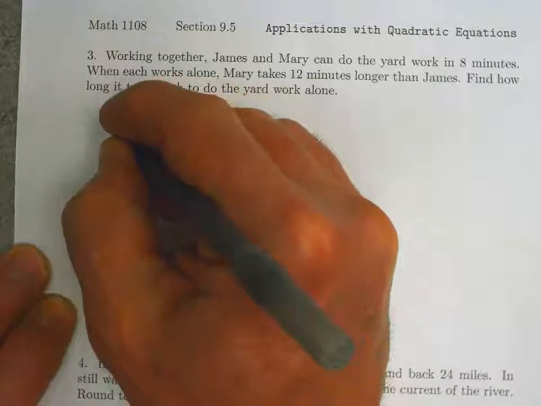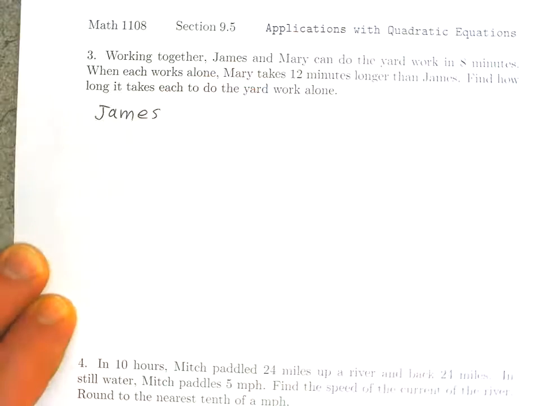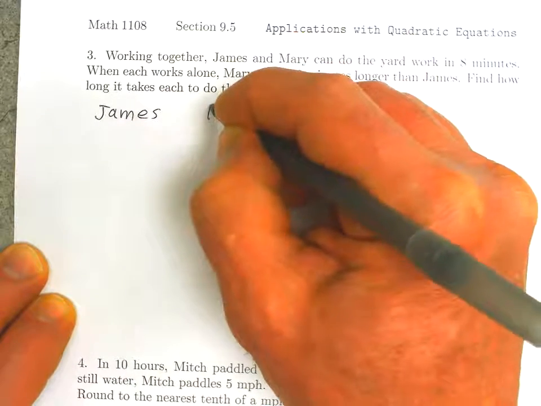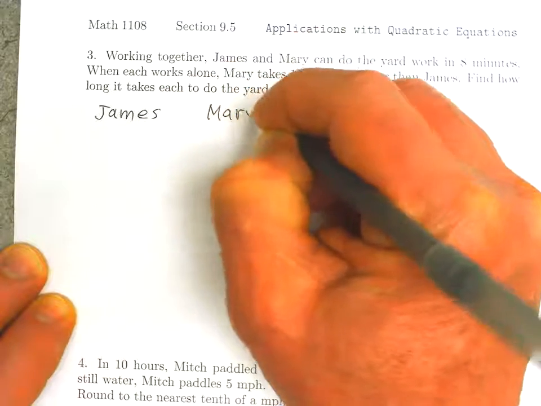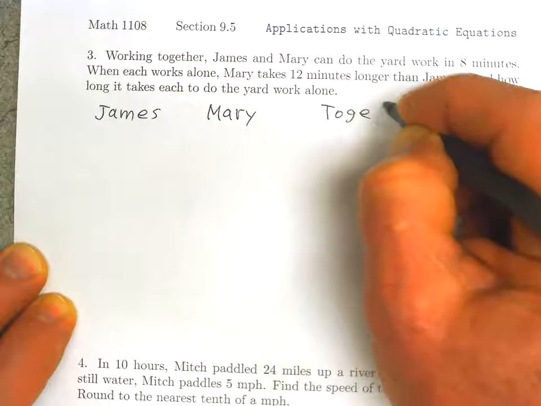Okay, so we have three scenarios. James works by himself. Mary works by herself. And then they can work together.